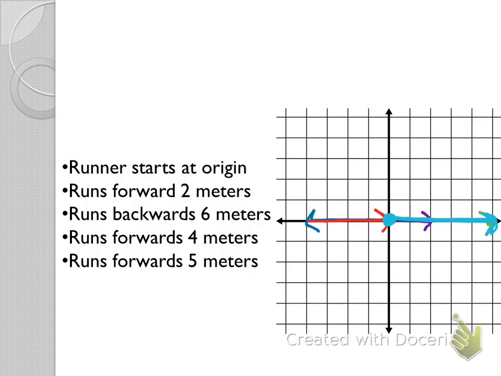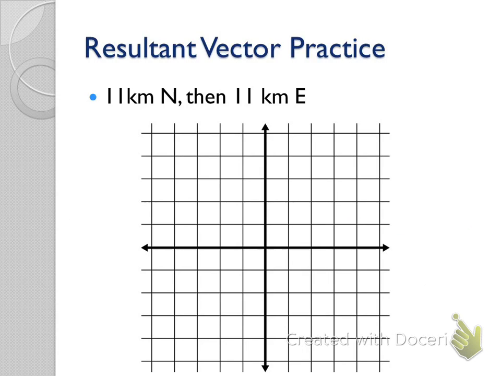Tell me what our displacement, our final displacement, is for this person. 5 meters east, or forward. Very good. Remember, displacement must have a direction with it.